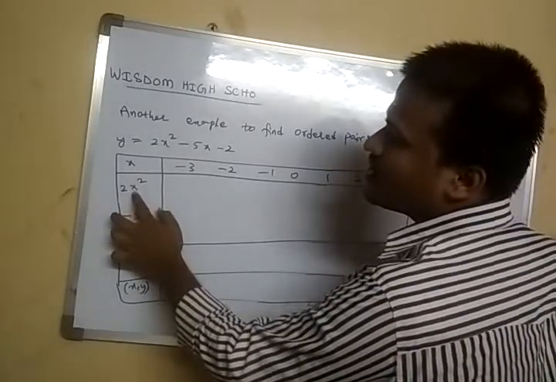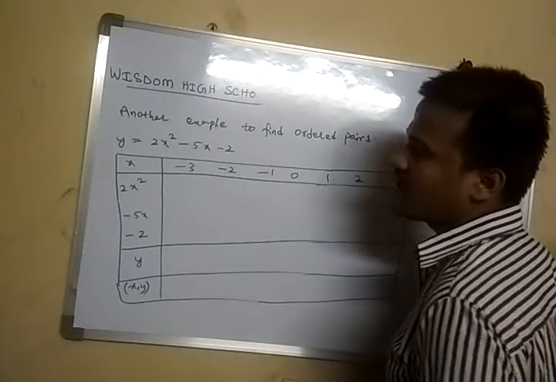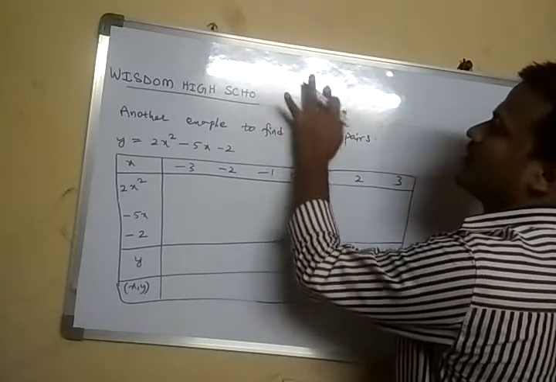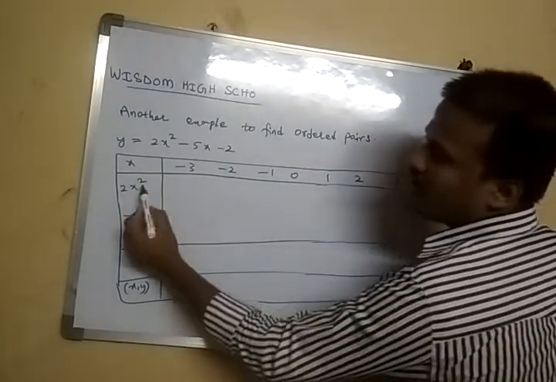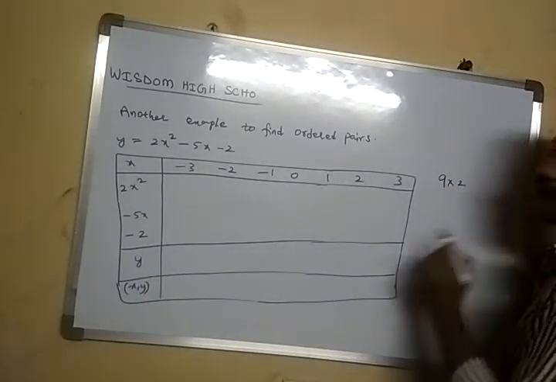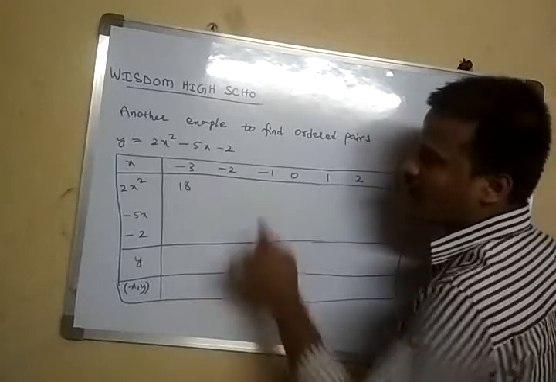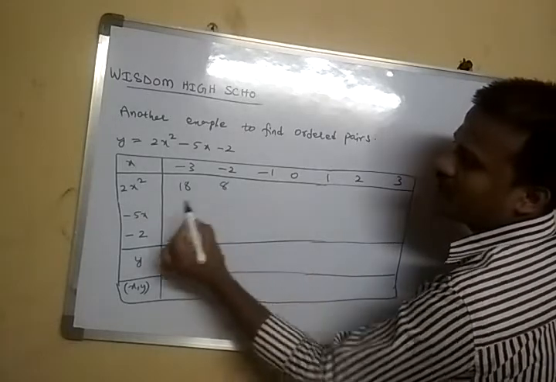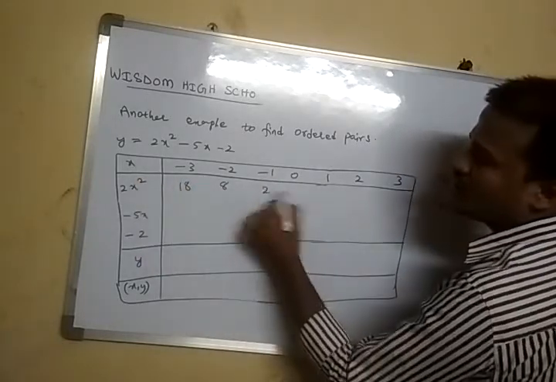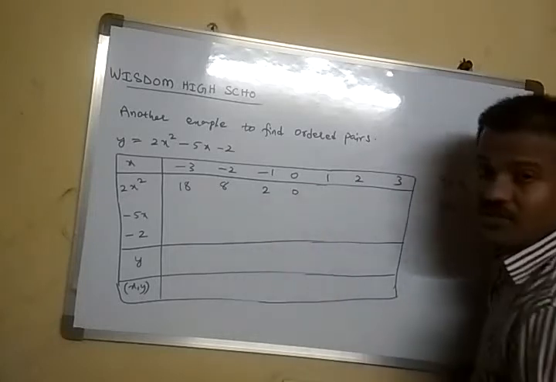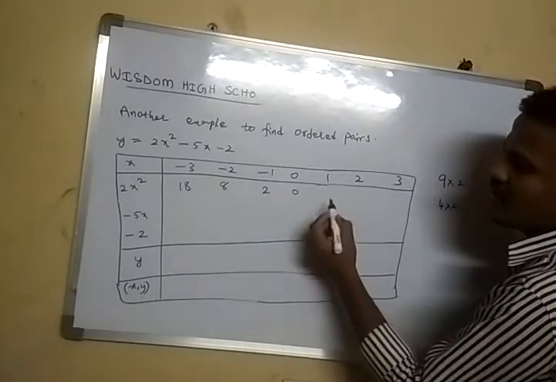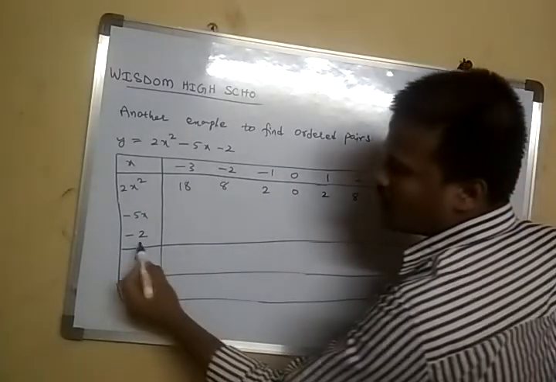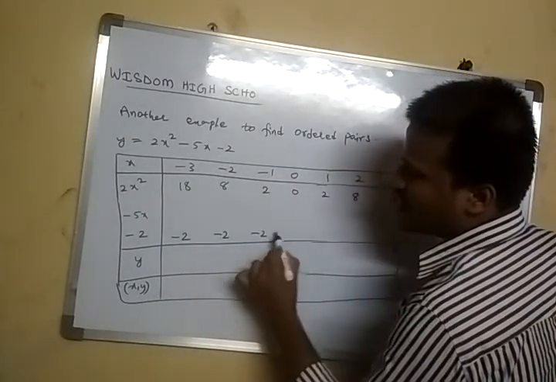First term is 2x square. In the sense, first you need to find the square of minus 3. Square of minus 3 is 9. For this 9 you need to multiply 2. 9 into 2 is 18. Now square of minus 2 is 4, 4 into 2 is 8. Square of minus 1 is 1, 1 into 2 is 2. Square of 0 is 0, 2 into 0 is 0. Now you will get 2, 8, 18 in reverse order. Here minus 2 stays as it is, no need of changing, everywhere it is minus 2.